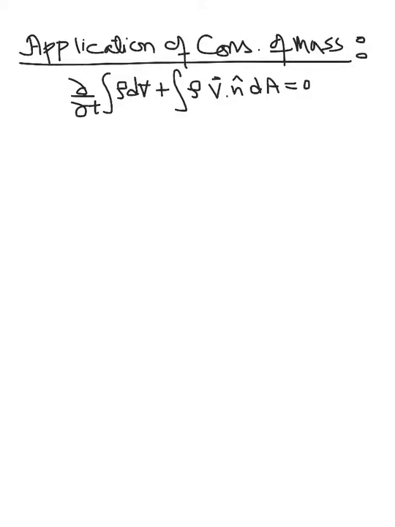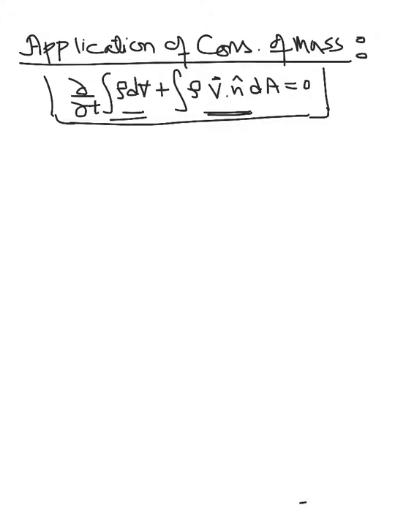Now remember that we have the equation for conservation of mass that we have derived earlier. In this equation, there are two terms. The first term is the unsteady term, and the second is the part that we evaluate over the surface.